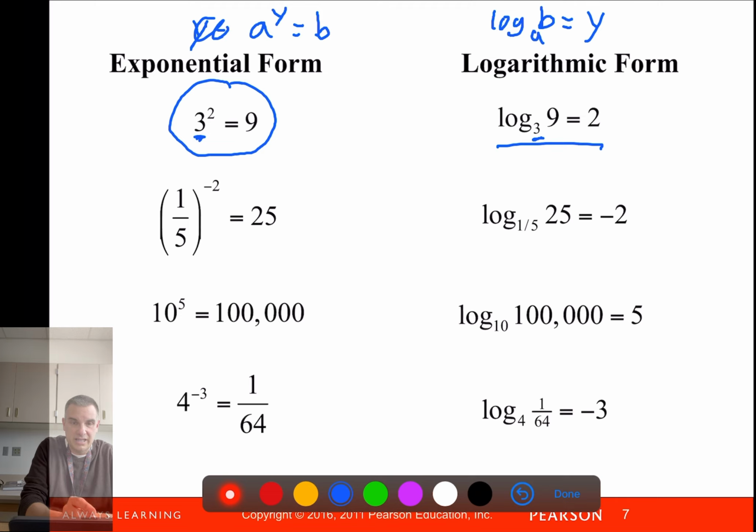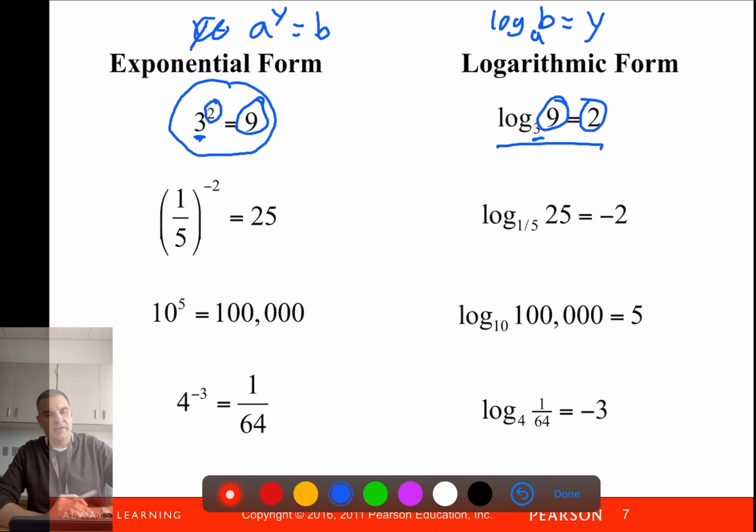What's on the other side of the equal sign becomes our of, and what was our exponent becomes what we're equal to. So if we've got 1/5 to the negative 2 equals 25, that's the same thing as log base 1/5 of 25 equals negative 2. 10 to the 5th equals 100,000. Log base 10 of 100,000 equals 5. 4 to the negative 3rd equals 1/64 is the same thing as log base 4 of 1/64 equals negative 3.